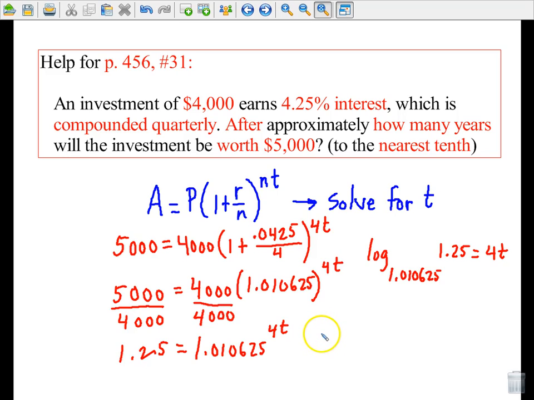All right. Well, what's going to happen next? What did we learn on the previous slides? What's our formula called? Change of base formula. So now in your calculator, you're going to do log 1.25 divided by log 1.010625. I'll write that down. And what is that? Adam.